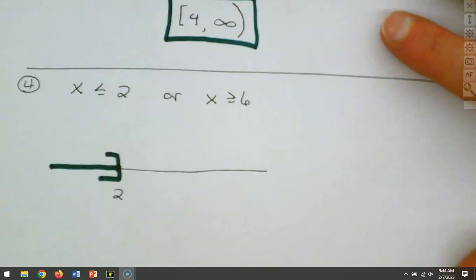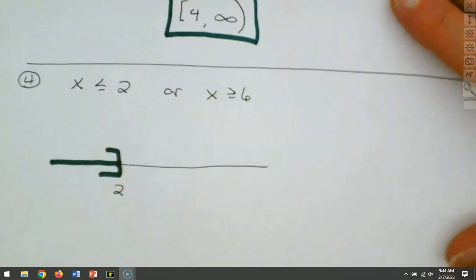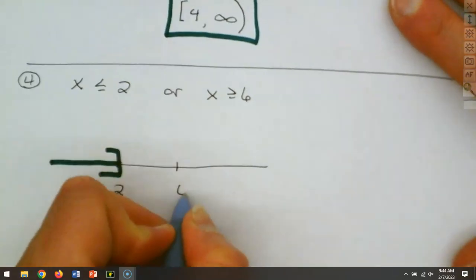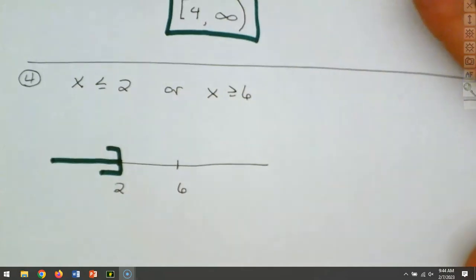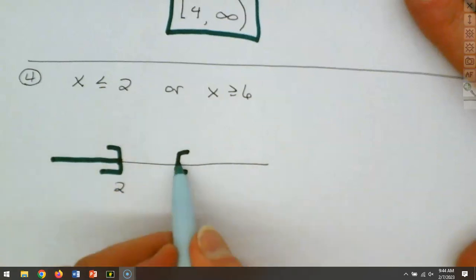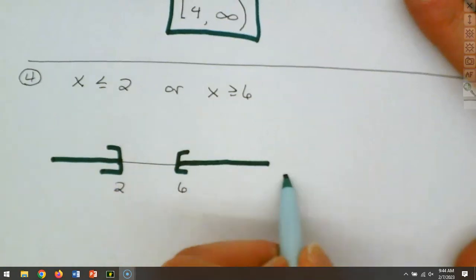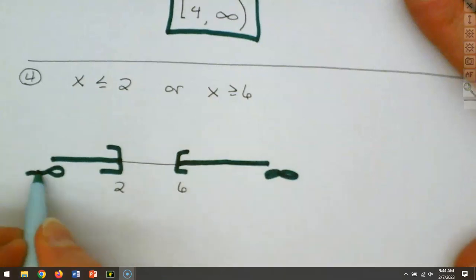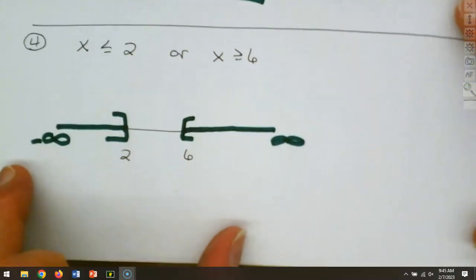What about the other one? Okay, well, the other one is over here at 6. And which way does it point? Well, it points to the right. It's greater than or equal to, so we're going to use a square bracket. And how do we now write our answer?